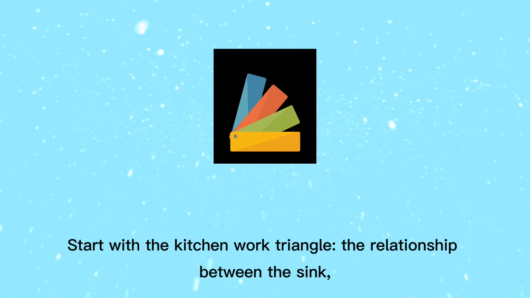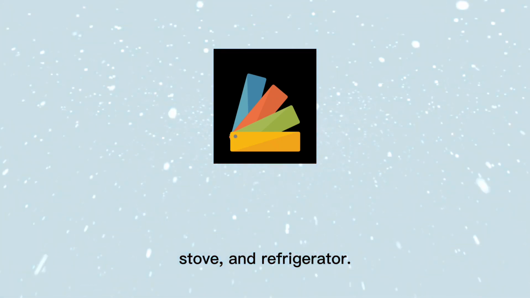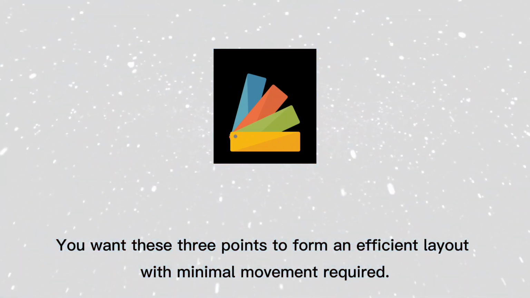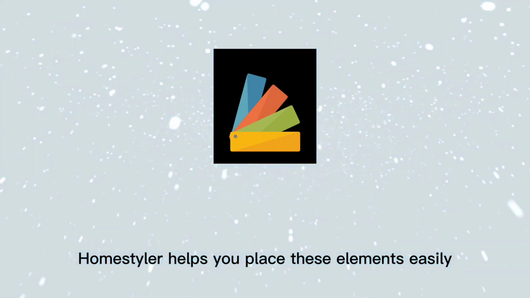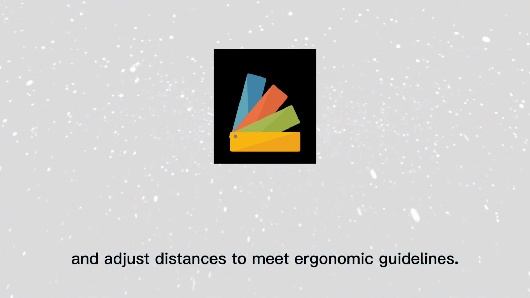Start with the kitchen work triangle, the relationship between the sink, stove, and refrigerator. You want these 3 points to form an efficient layout with minimal movement required. Homestyler helps you place these elements easily and adjust distances to meet ergonomic guidelines.